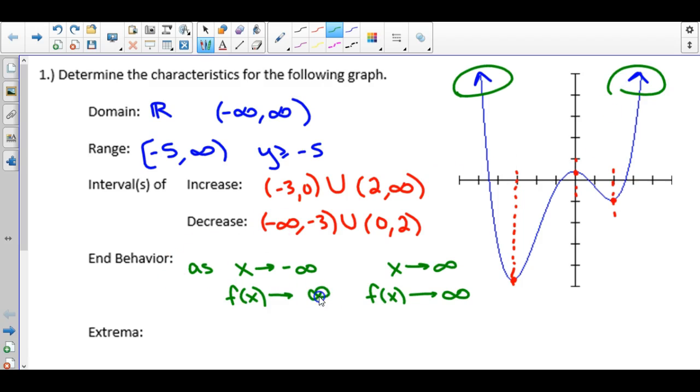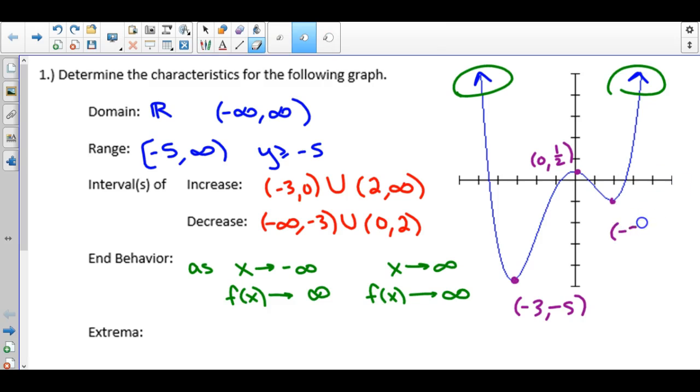And again, since your end behaviors are the same, both approaching positive infinity, that indicates also that I would have a minimum value in there. And that's where we're really going to look at these extrema, which are really just looking at your mins and maxes, and then identifying what those are. So I have a coordinate here of (-3, -5). I have a point here that looks like it's at (0, 1/2). And then I have a point right here that's at (2, -1).